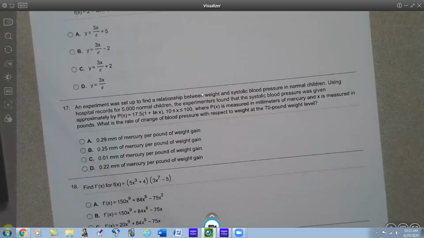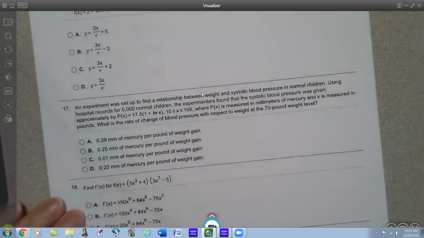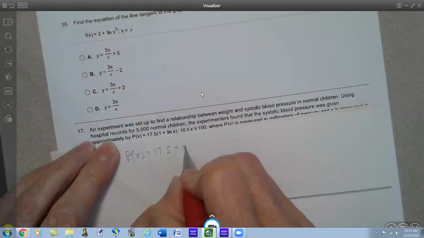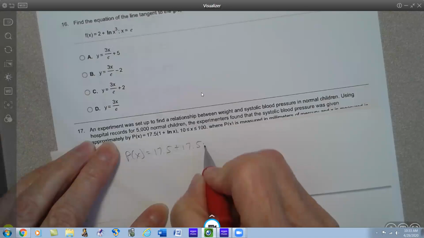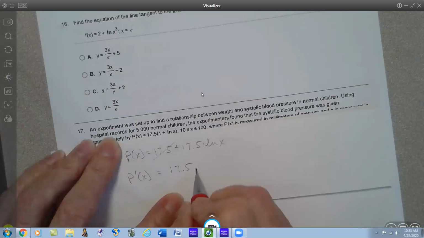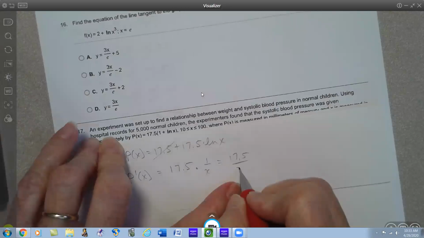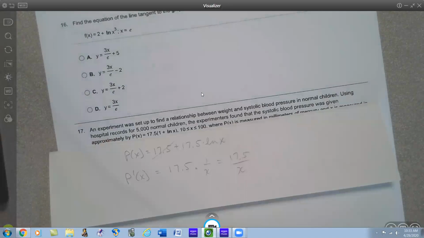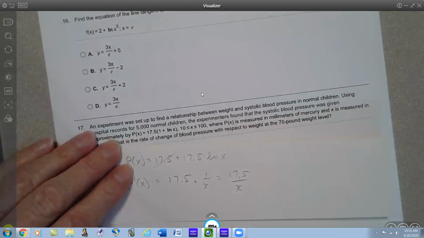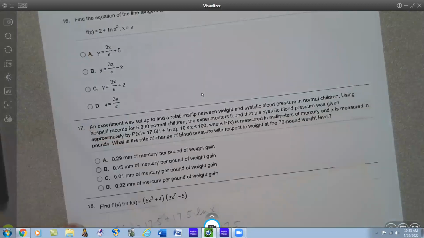Go get your derivative. Probably on this one, what would be easier is to distribute that through. And then when you get P prime, that's a constant, 17.5 times 1 over X. So you'd end up with 17.5 over X. Substitute in that 70. Let me do that real quick. And I got 0.25, so I would have to go with B on that one.